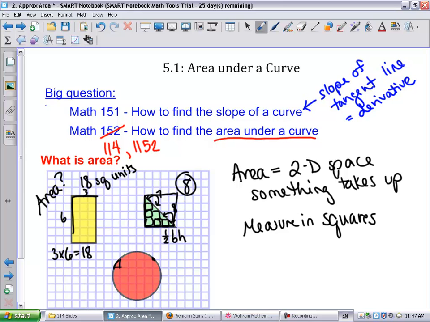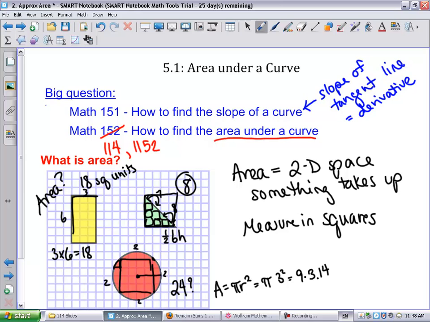We could count them. Count how many are inside here. There's 16 in this big one, plus maybe about 2 more on each of these sides. So 16 plus 8, we're going to guess it's like 24. To find the exact area, you could use the formula pi r squared, which in this case would be pi times the radius, which is 3, squared, or 9 times 3.14. So our guess wasn't that bad.